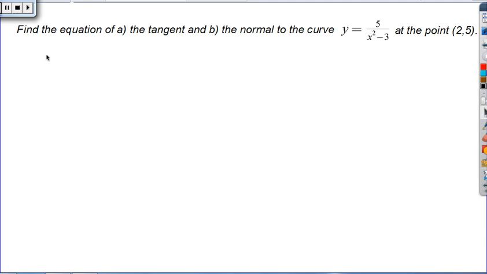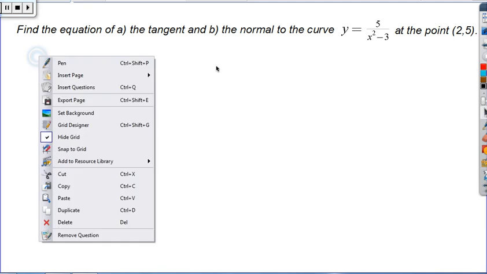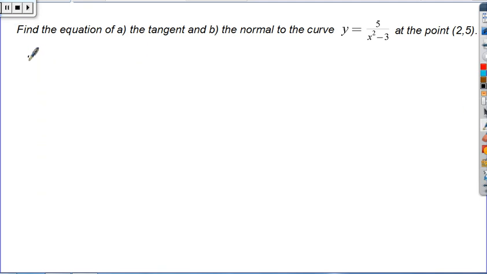First of all, let's just ensure that indeed this point is on the curve. So if x is 2, y is going to be 5 over 2 squared minus 3, which is 5 over, 2 squared is 4, 4 minus 3 is 1, so I have 5. Indeed, this point is on the curve.